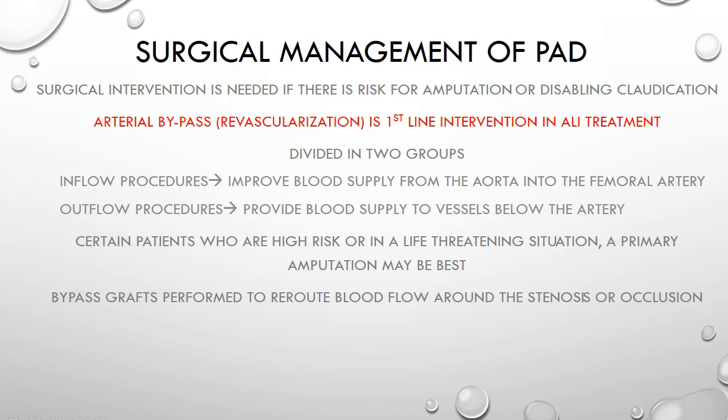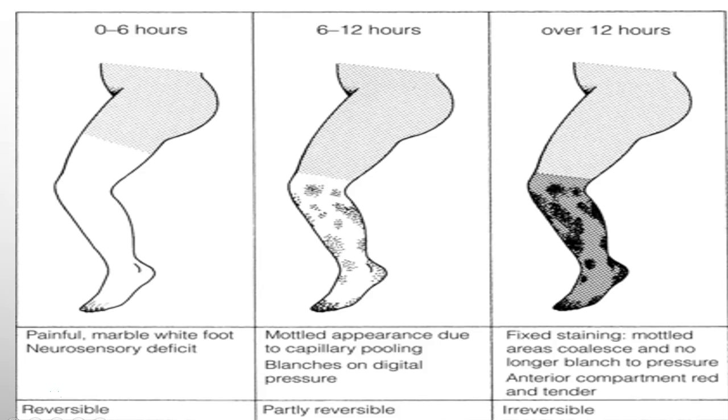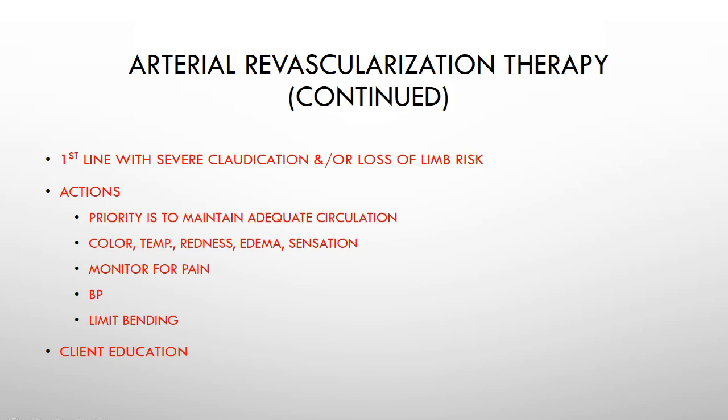When we have ALI, we need to revascularize. So surgical management, arterial revascularization, is our first line with severe claudication and/or loss of limb. Now, if there's a life-threatening emergency, they might go with amputation. But if it's not a life-threatening emergency, they're going to go with revascularization. So the action for this revascularization is to maintain adequate circulation.